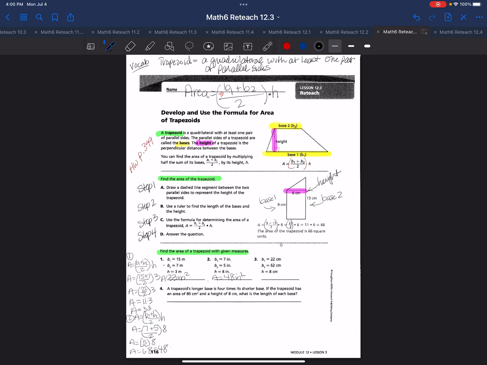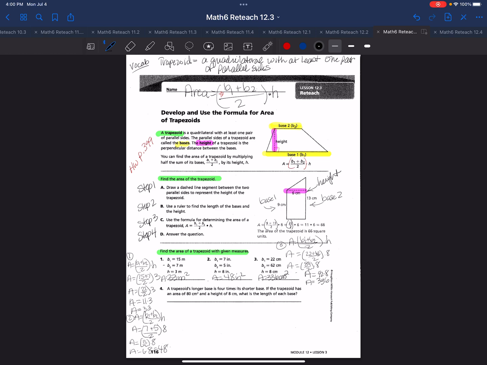Let's do question 3 over here. We have area is base 1 plus base 2 over 2 times height. Okay, so we have 22 plus 62 divided by 2 times 8. Oh, those are big numbers here. Okay, then we get 84 divided by 2 times 8. Then we get 84 divided by 2 is 42 times 8, which is 336. So the area is 336 centimeters squared.